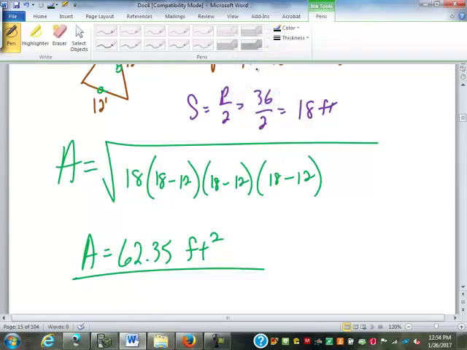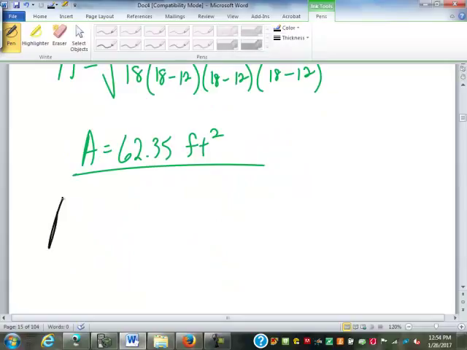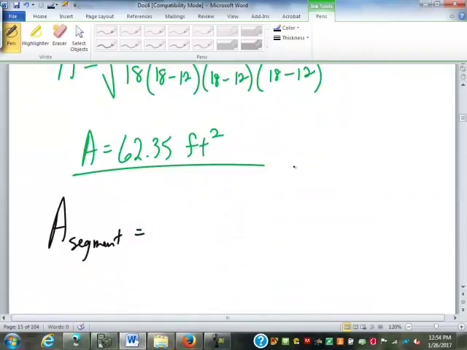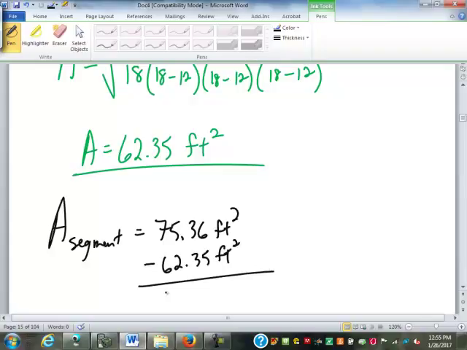So the area of the segment is the area of the sector, 75.36, minus the area of the triangle, 62.35 square feet, which is 13.01 square feet.